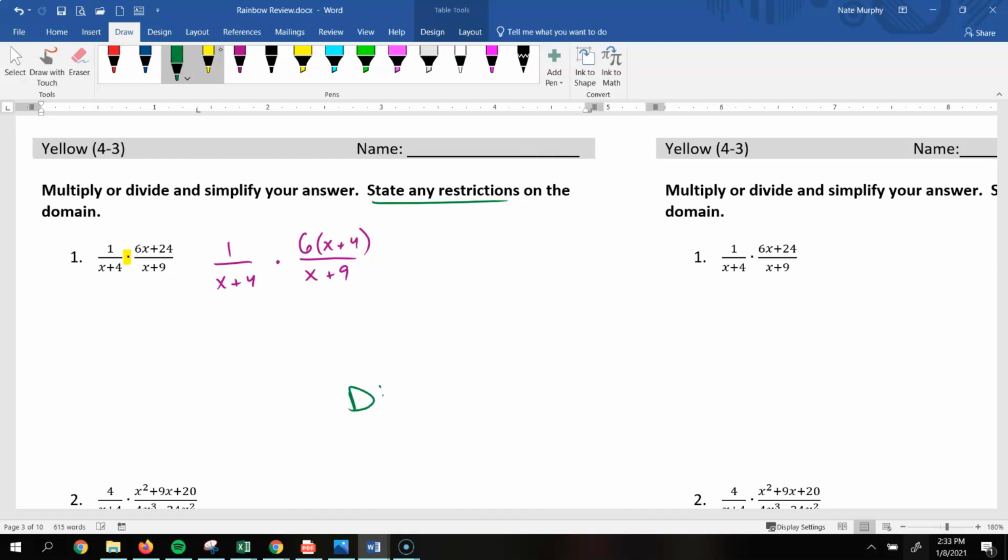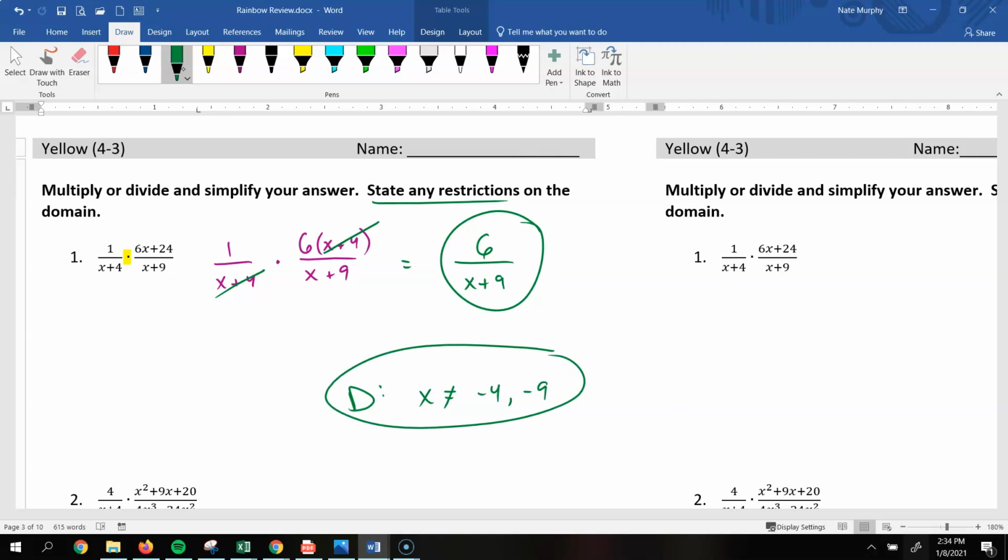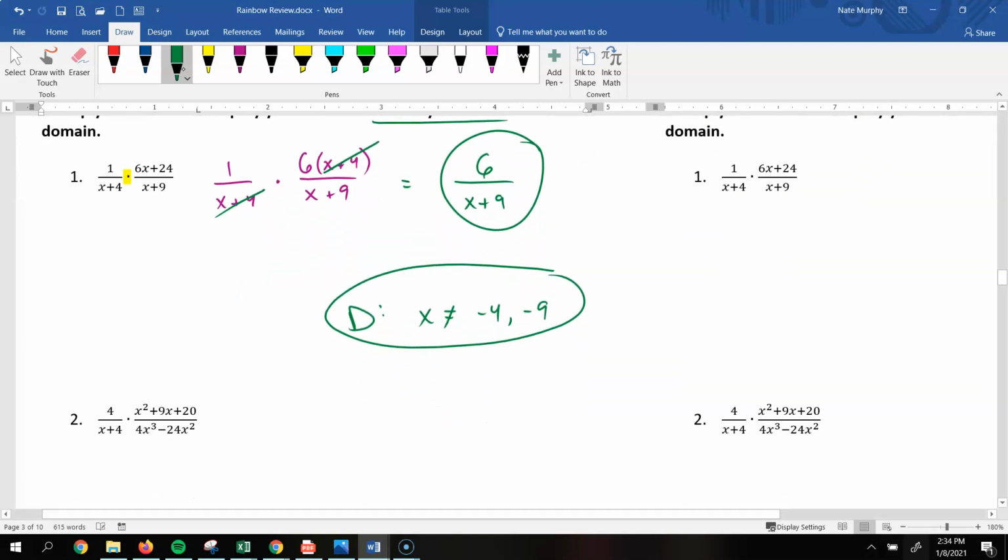In our domain, the restrictions are that for this first factor, x can't equal -4, and for the second factor, x can't equal -9, because otherwise you'd have 0 in your denominator. It's always good to identify that first, so you don't forget about any of those that might cancel out. Because what's going to happen here is the x plus 4 and the x plus 4 cancel out, leaving us with just 6 in the numerator and x plus 9 in the denominator. So that would be the simplified form, with this being the restriction in your domain.